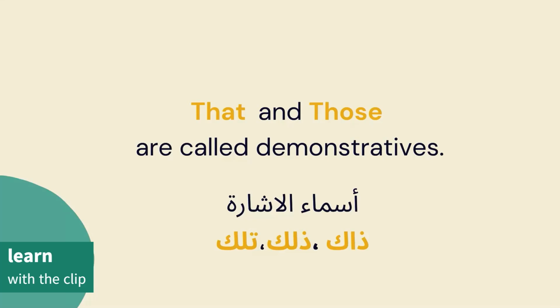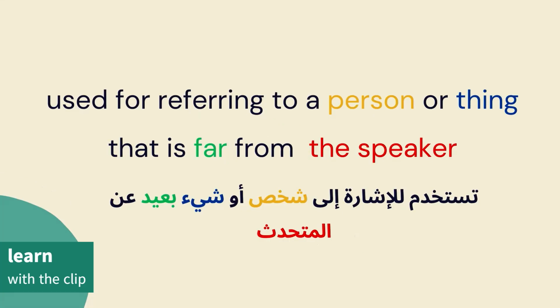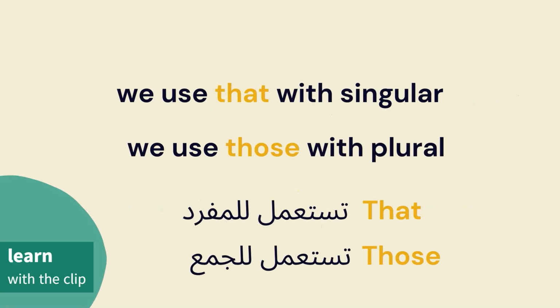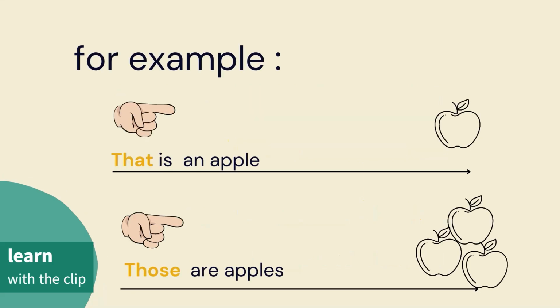That and those are called demonstratives, used for referring to a person or thing that is far from the speaker. We use that with singular and we use those with plural. For example, that is an apple. Those are apples.